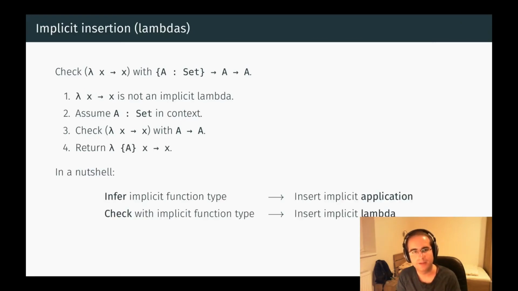To summarize implicit insertion, when we infer an implicit function type, we may insert an implicit application, and when we check with an implicit function type, we may insert an implicit lambda. This has a nice symmetry and it performs in a fairly convenient and intuitive way in practice. Note that we don't always perform insertion in these two cases. For example, when we check an implicit lambda with an implicit function type, there is no need to do insertion. Again, for the exact rules, you can look at the paper.